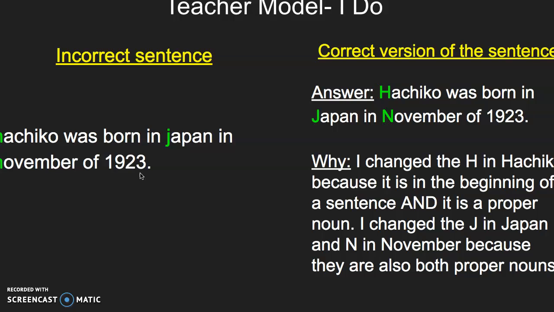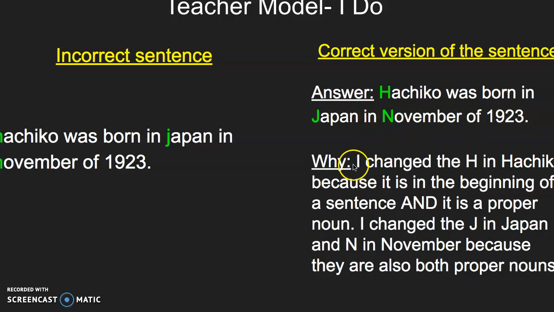So I look at the sentence, and I'm remembering my rules. Maybe I go back a slide to check out my rules. I'm going to change the H in Hachiko because that's a proper noun, so that needs to be capitalized. Also going to change the J in Japan because that's the name of a country. It's very specific. It needs to be capitalized. And I'm also going to capitalize the N in November because it doesn't just say a month. It's the specific name of a month. So that's going to get capitalized again. So here's your correct answer. All right.